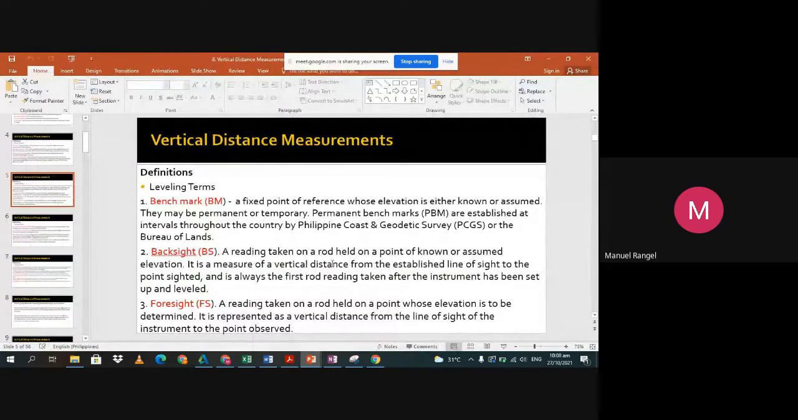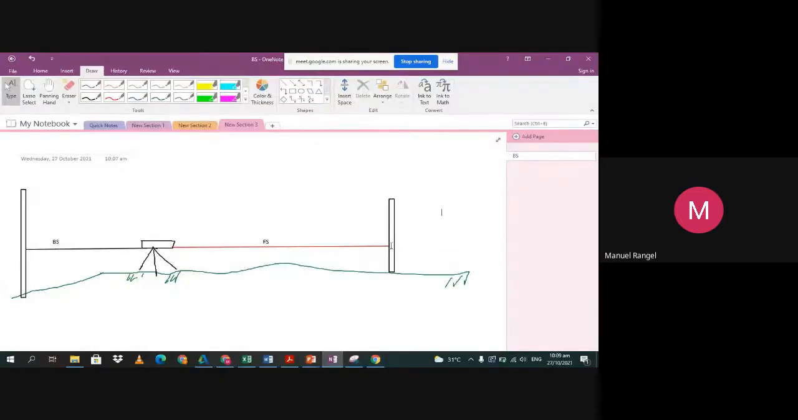So a reading taken on a rod held on a point of known or assumed elevation. So it is a measure of a vertical distance from the established line of sight to the point sighted. A foresight is a reading taken on a rod held on a point whose elevation is to be determined. It is represented as a vertical distance from the line of sight of the instrument to the point observed. So usually ang reading natin makita nimo sa mga markings murag sa tape measure, no? Ang reading na makita diha sa kanang elevation sa front sa instrument mao na ang foresight, no?